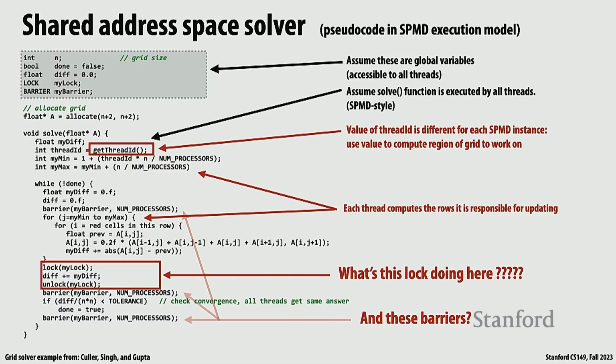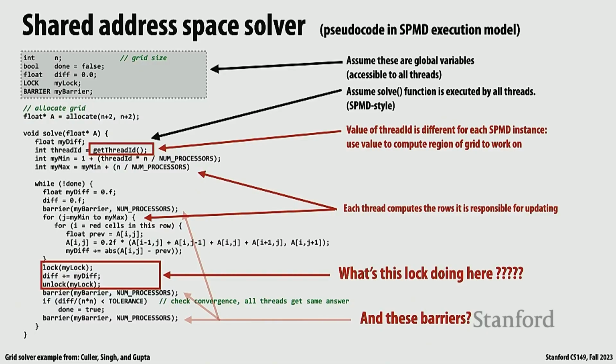It says, I'm going to compute the rows that I'm responsible for, my min and my max, which is a blocked set of rows. And for all elements between row my min and my max, I'm going to do the update. And I have this local variable, my diff, which I'm accumulating my local stuff into. And then at some point, I take my diff and I add it into a global variable diff for all the threads. So you could write this in C++ if you wanted, with C code. All right. So my question to you is, what is this lock doing here?